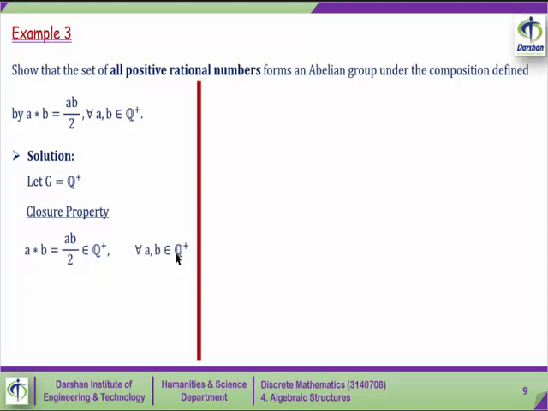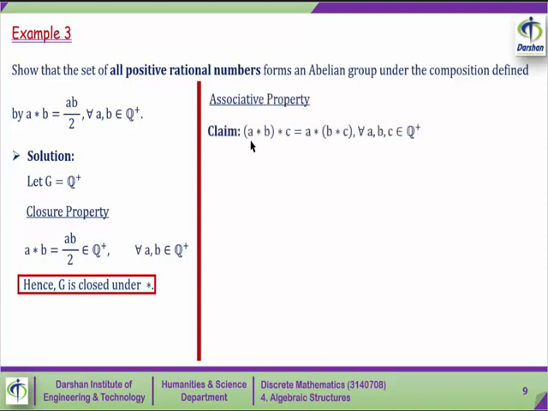We know that multiplication of two positive rational numbers is again a positive rational number, and divide by 2 is a positive rational number. Therefore AB by 2 is a positive rational number. Hence A star B belongs to Q plus. Hence G is closed under operation star.